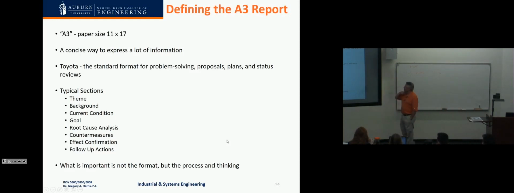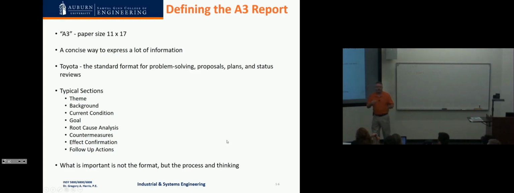So in the A3 report, we're using a concise way to express information. It's interesting, they're actually pushing at Toyota now to go from an A3 size down to A4, so that you can get even more concise with it. So they're continuously improving their reporting methodology also. An A3 report is difficult to start using, but once you've started using it, you sort of understand it. It's the typical standard format for problem solving.